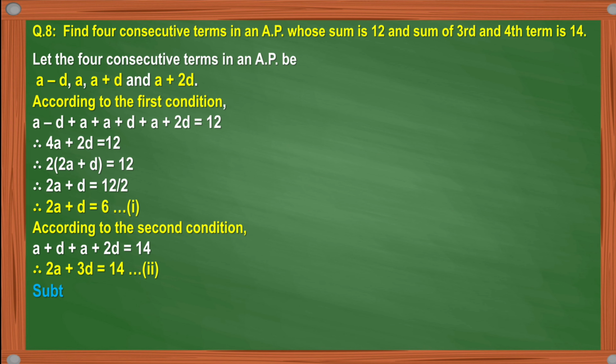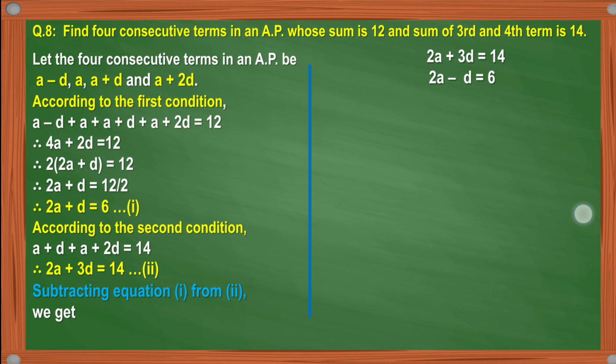Now what are we going to do? Subtracting equation 1 from 2. As you can see, we have 2a and 2a which can get subtracted. We'll write both equations. As we are subtracting, we have to change the sign of the equation. So plus 2a minus 2a get cancelled. 3 minus 1 is 2. 14 minus 6 is 8. Therefore d equals 4.